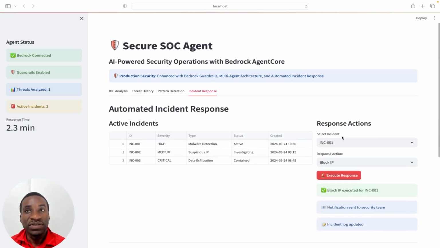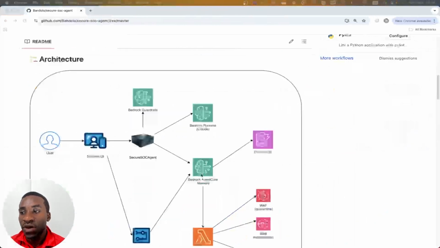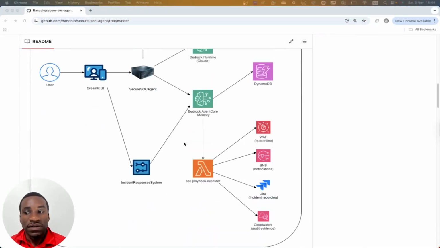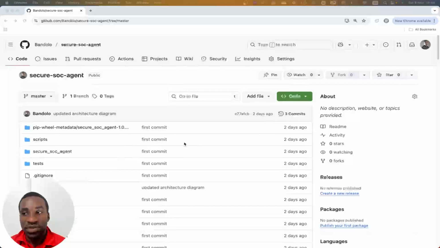This can help us speed up SOC actions. It can also help us resolve incidents more rapidly, and we have a 4-layer defense approach as well as a multi-agent architecture that is being orchestrated by our AgentCore.